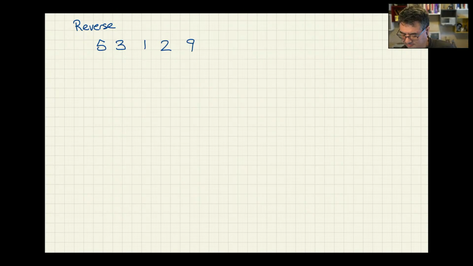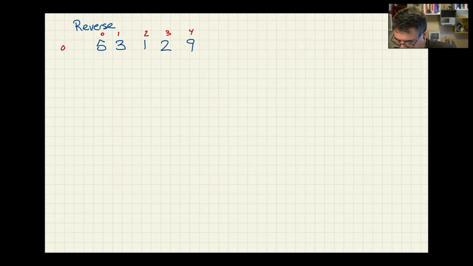Okay, so the next program is going to be reverse. I'm going to take the array, I'm going to flip it around. So again, let's pretend that the numbers are 5, 3, 1, 2, 9. This is element 0, 1, 2, 3, and 4.